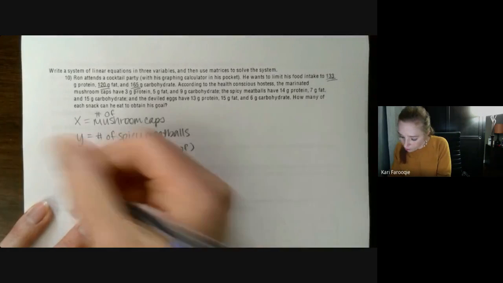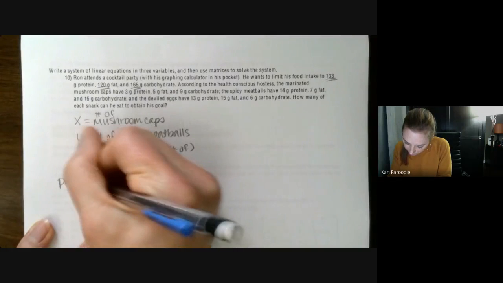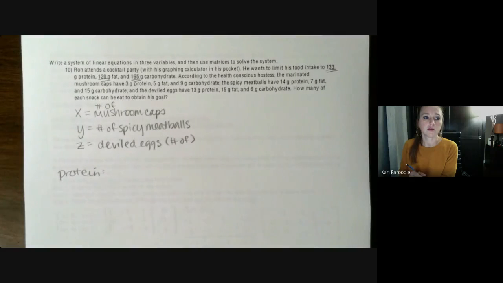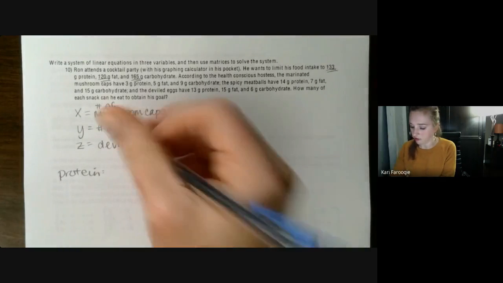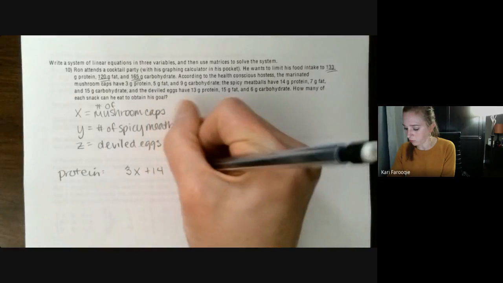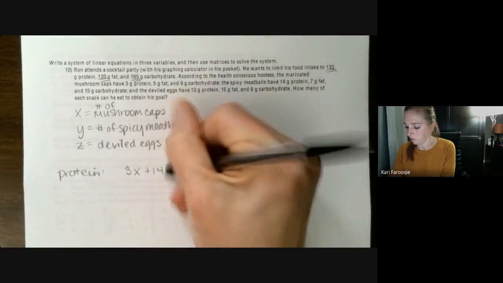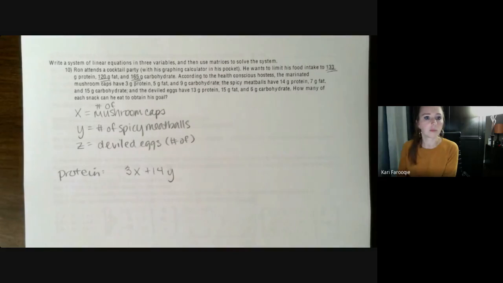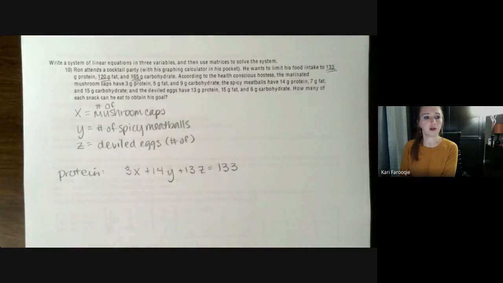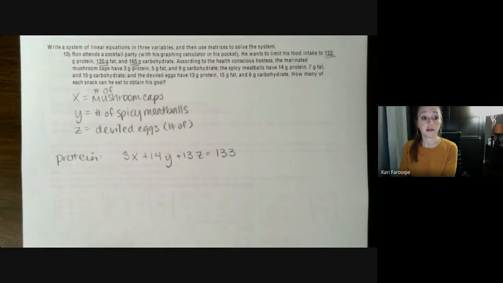All right, so the first equation we're going to write is going to be a protein equation. So let's see. Mushroom caps have 3 grams of protein, so 3 grams of protein per mushroom cap. The spicy meatballs have 14 grams of protein, so 14 grams of protein per spicy meatball. And the deviled eggs have 13 grams of protein. And so on and so forth. So you're going to write 3 equations like this.